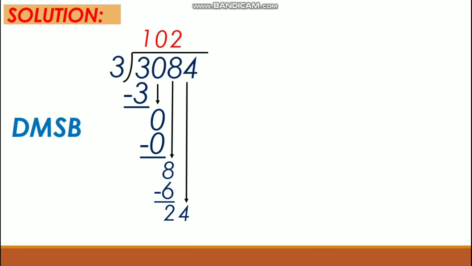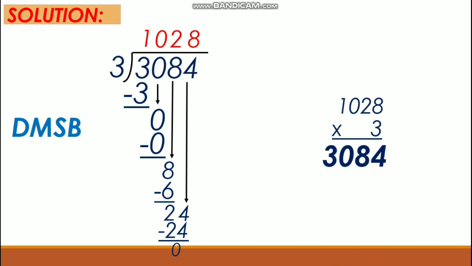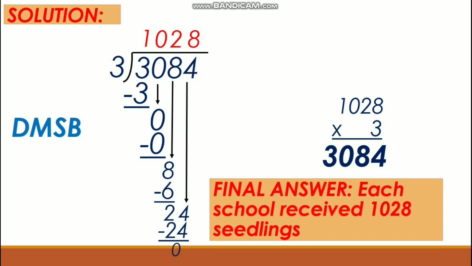Then divide. 24 divided by 3 is equal to 8. And 3 times 8 is equal to 24. So 24 minus 24 is equal to 0. Since there is no digit to bring down, the division will end there. So the answer is 1028. To check, let us multiply. 1028 times 3 is equal to 3084. It means our answer is correct. Okay, so each school received 1028 seedlings.